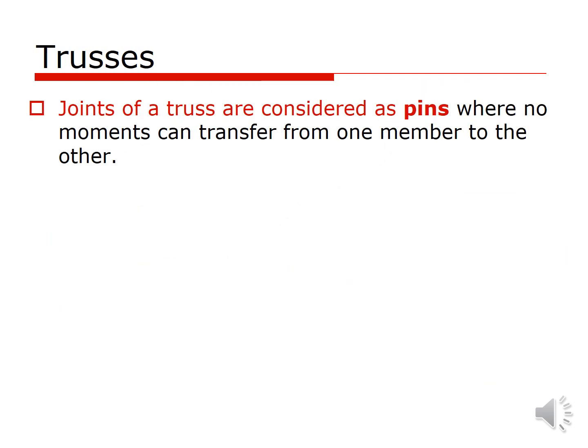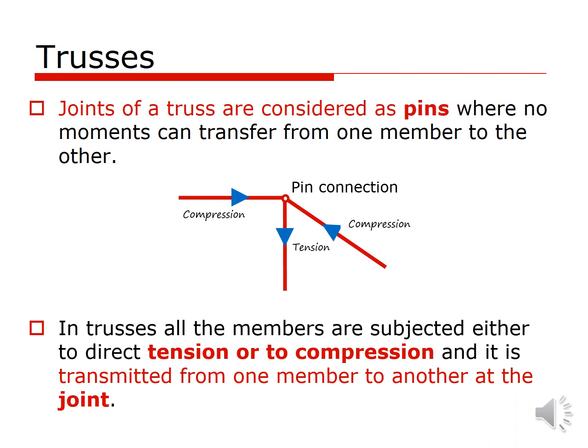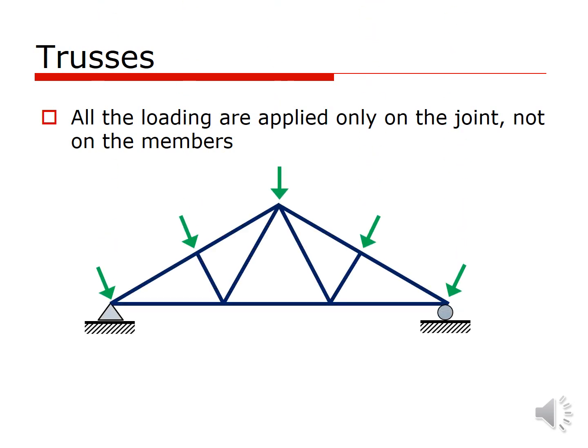Now when we consider the connection of a truss member, it is connected with pin connections where no moments can transfer from one member to the other. Therefore, the truss members are only subjected to either direct tension or compression, and it is transmitted from one member to another at the joint. Also, we should note that all the loading is applied only on the joints and not on the members.